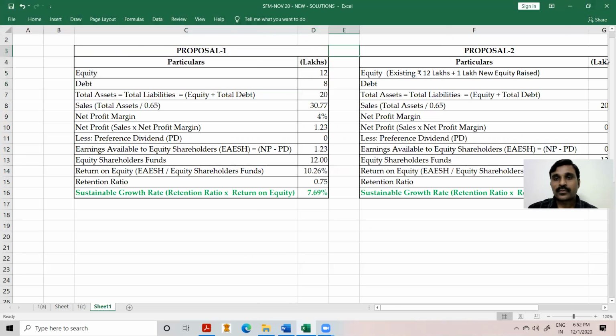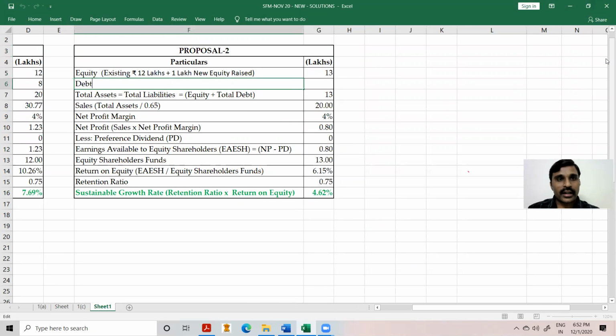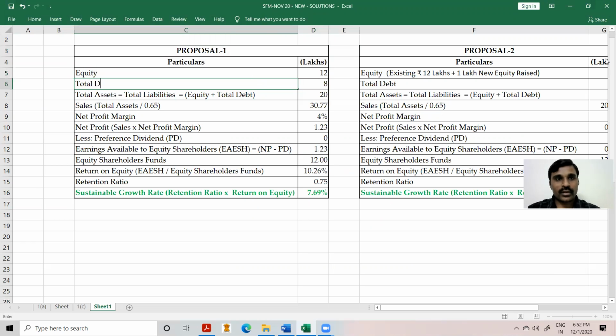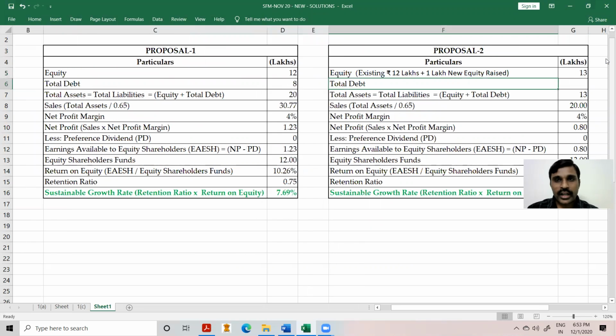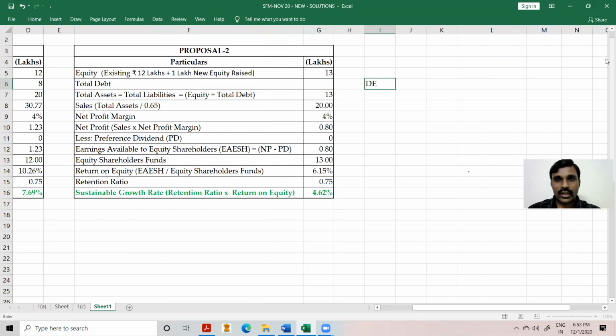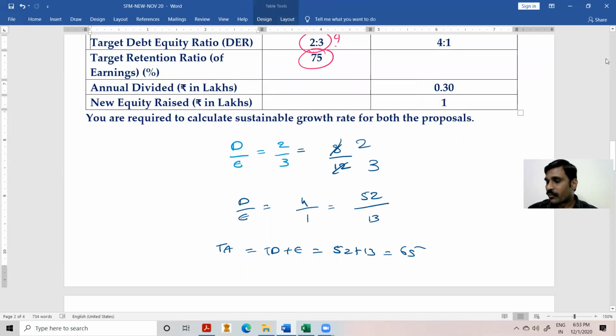So how will I get the debt amount? I'll write it as total debt. Equity, total debt. So how will we write the total debt? Debt equity ratio is equal to 4:1. That means let's say 4/1. So therefore debt is equal to equity into debt equity ratio. Debt divided by equity. How do I convert it to a fraction? Debt divided by equity is equal to 4 divided by 1.